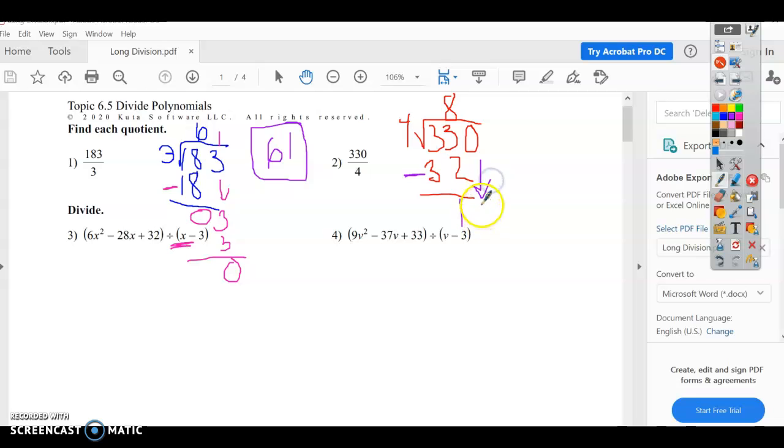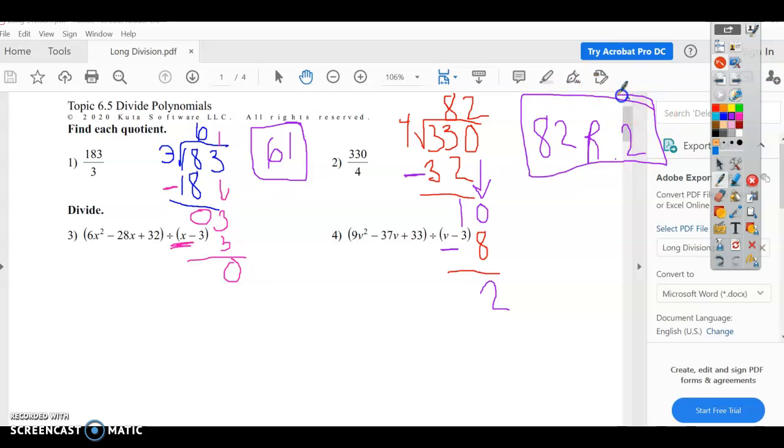We're going to bring down the 0, so that's now a 10. And then 4 can go into 10 at least 2 times, because 4 times 2 is 8. And then make sure we are subtracting. So 10 minus 8 is 2. So it's 82, and then our remainder is 2. Okay, so we're going to keep the same idea, and we're now going to do it with polynomials.